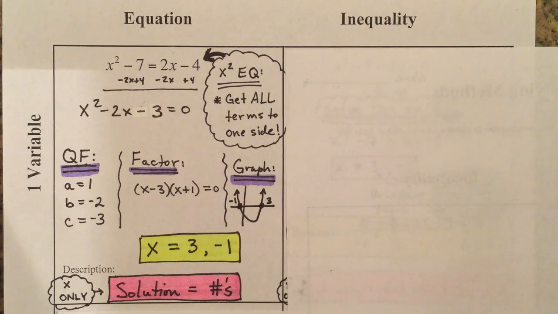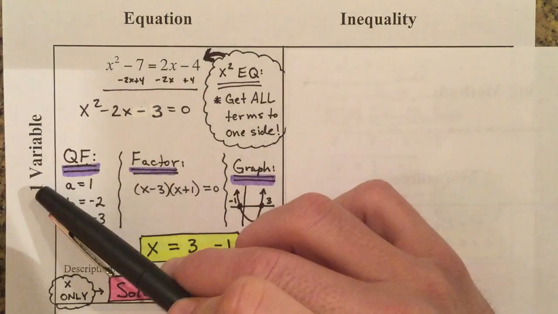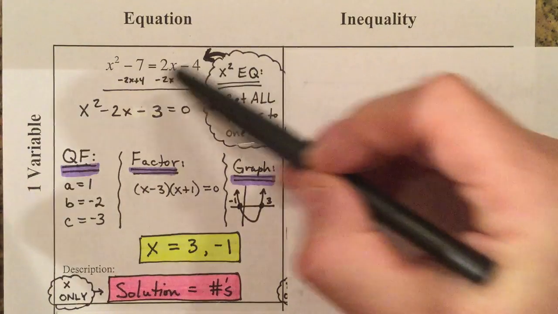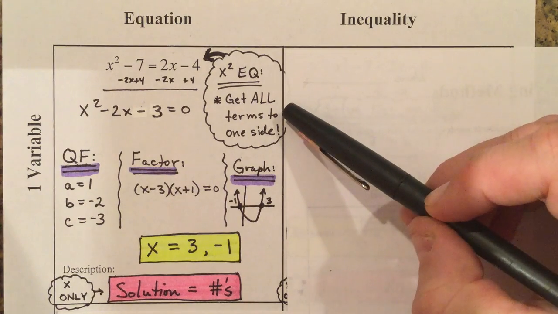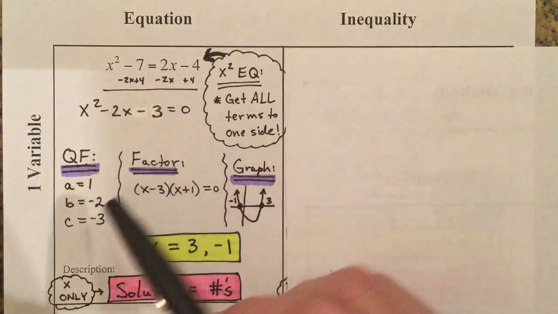All right, hopefully you've had a chance to work out all four types of questions. This first one happens to be an equation with one variable. It also happens to be a quadratic because of the x squared. We solve quadratics by getting all the terms over to one side of the equal sign, and then we have three choices to solve.